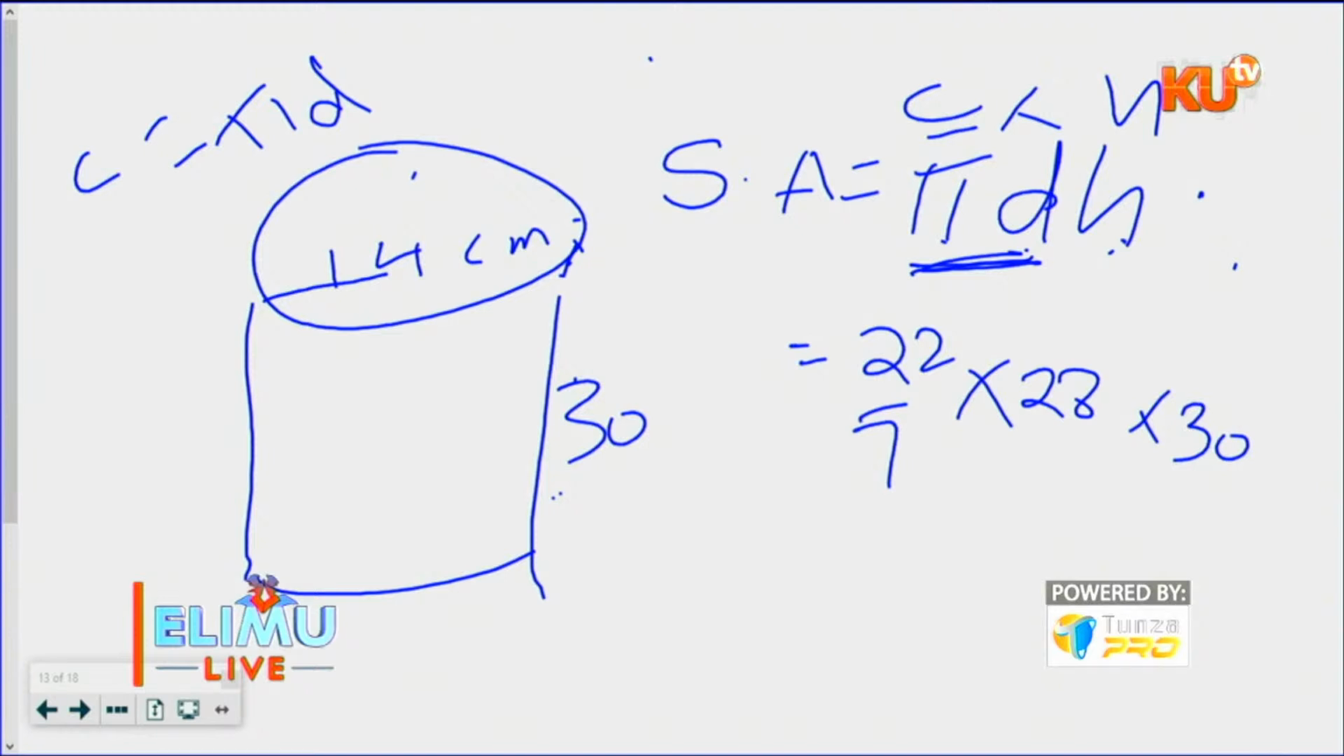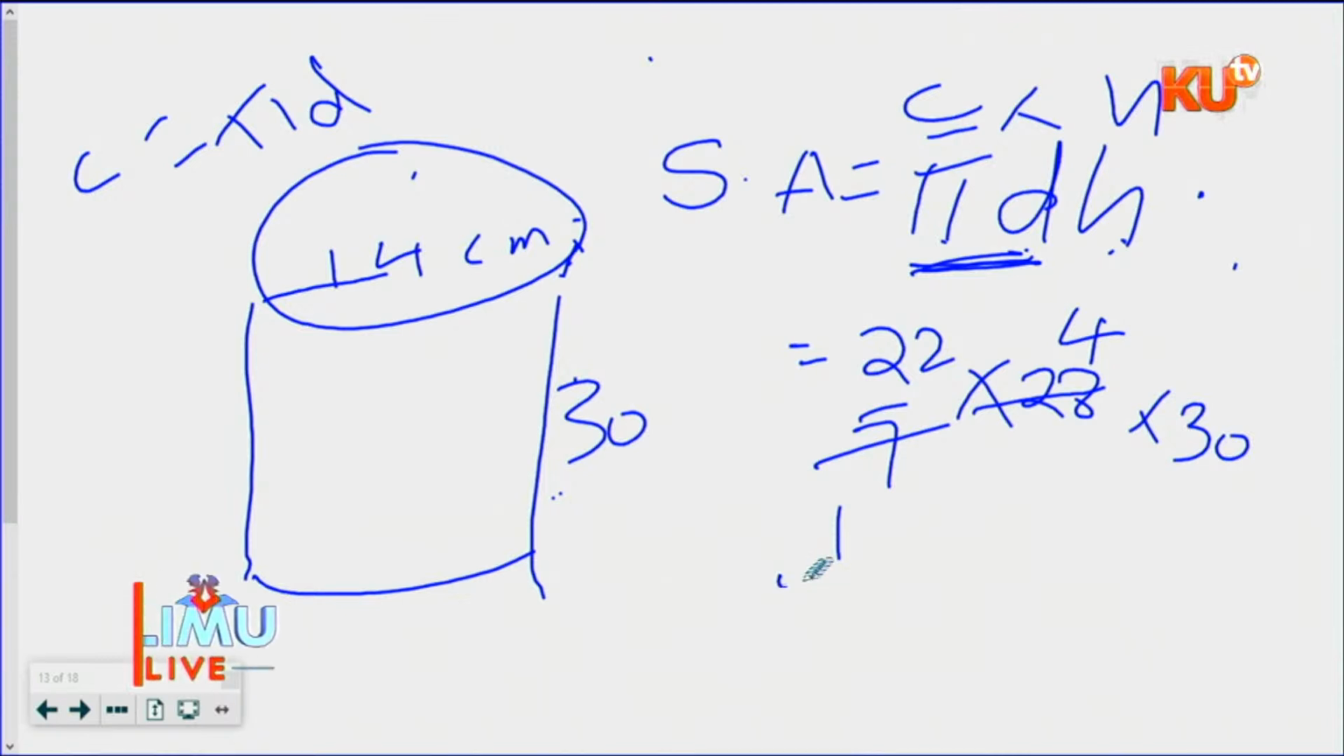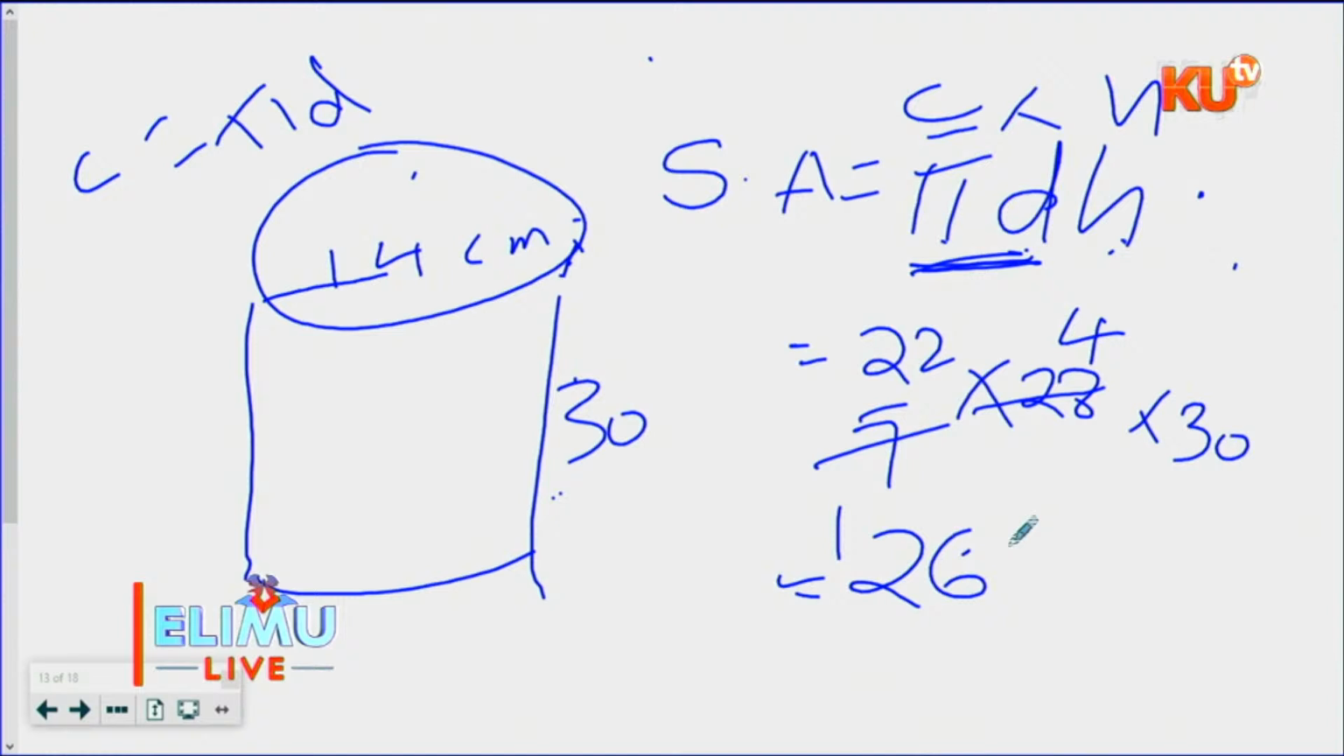When we simplify by cancellation, 7 into 7 is 1, and 7 into 28 is 4. So we'll have 22 times 4 times 30, and this will give us 2,640 square centimeters.